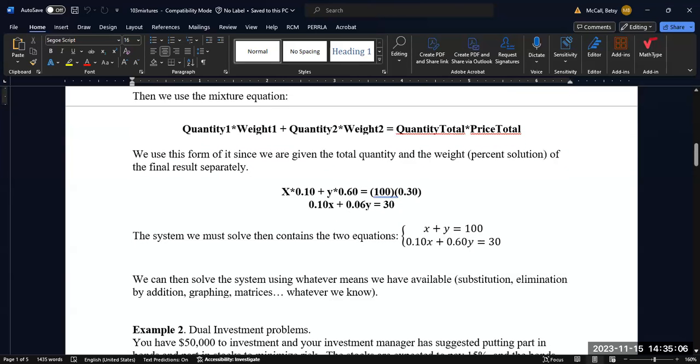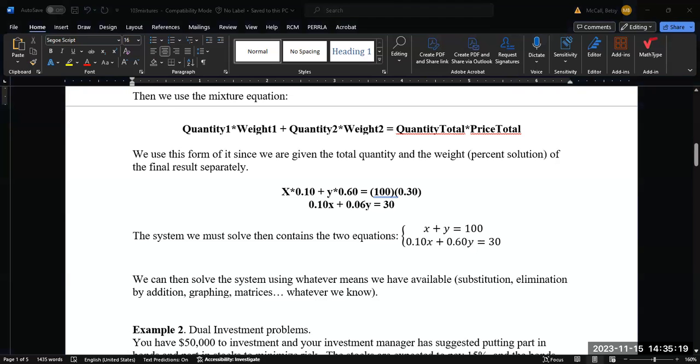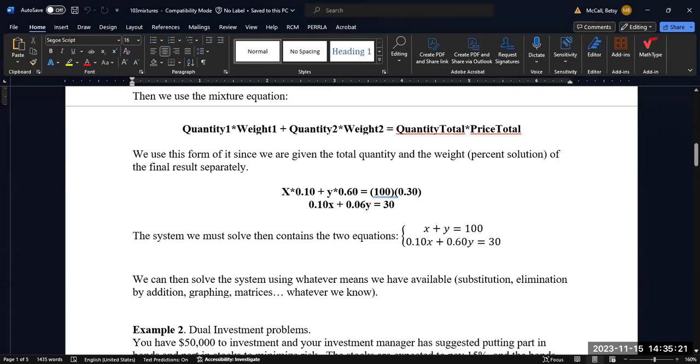Now, depending on what kind of course this is for, this may be a substitution problem, that might be elimination. You might be doing it by graphing. You can solve this using matrices, whatever techniques that you know are available to solve this problem from this point.